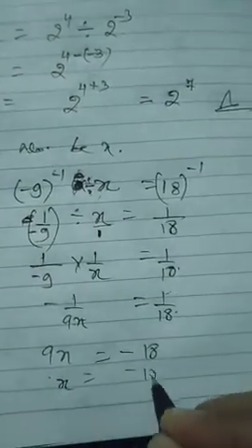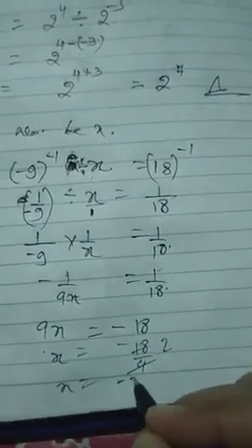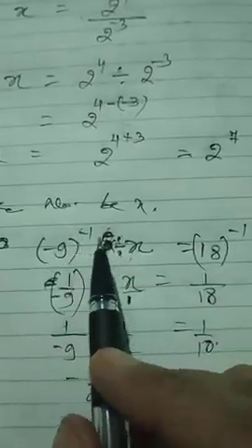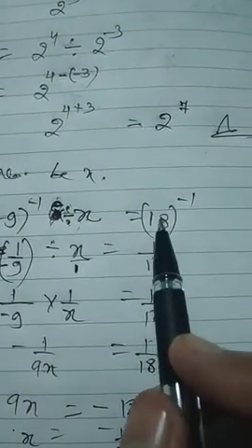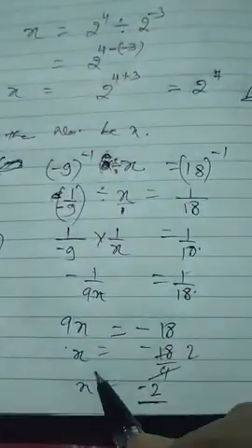So minus 18 by 9. So 9 twos are 18. So what will be the answer? Minus 2. Its answer will be minus 2. So we will divide this by minus 2 so that the product, or quotient, will be equal to this. Got it? I hope all the steps are clear for you.